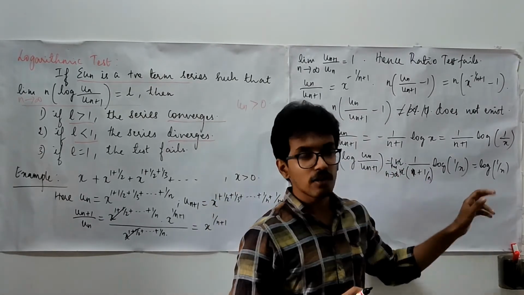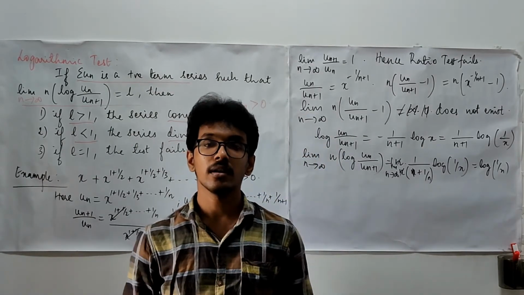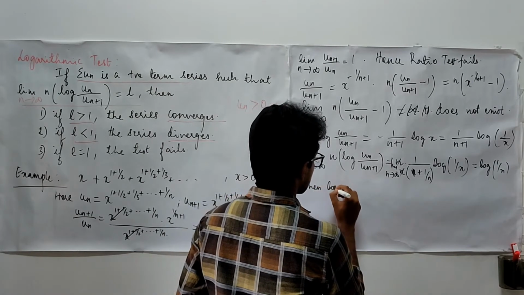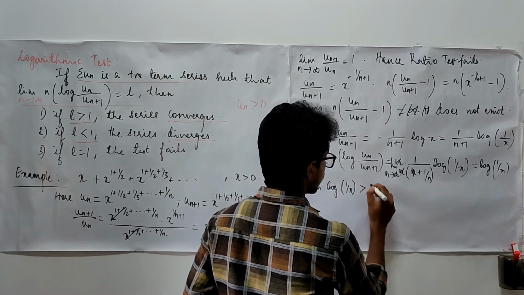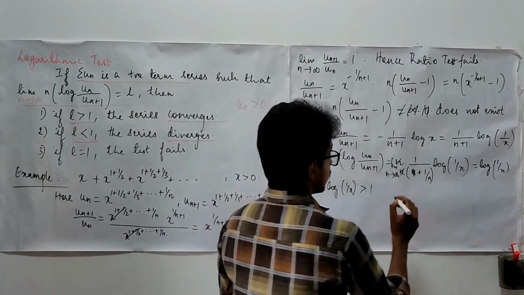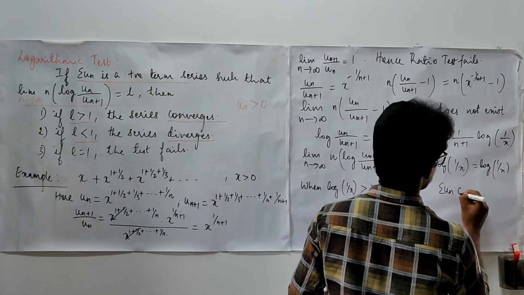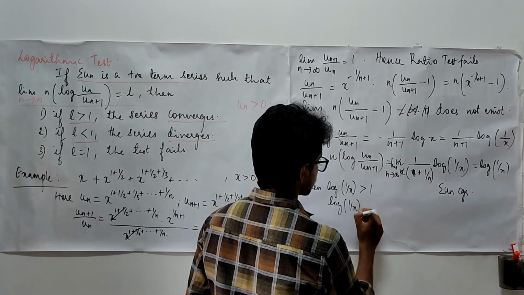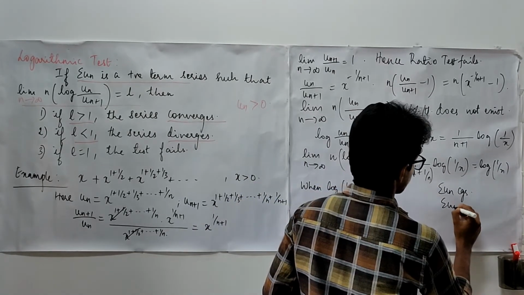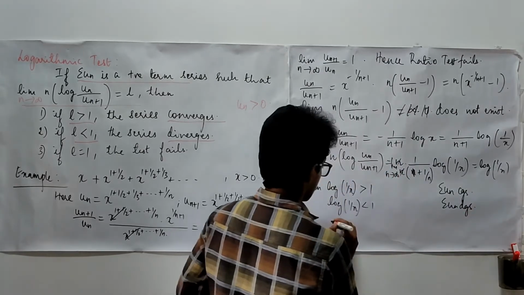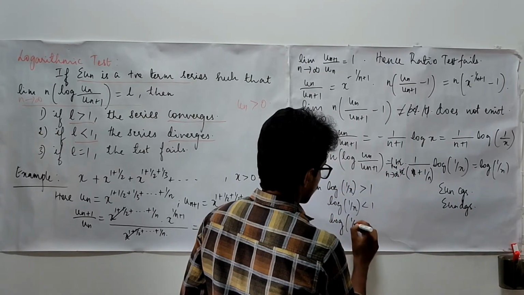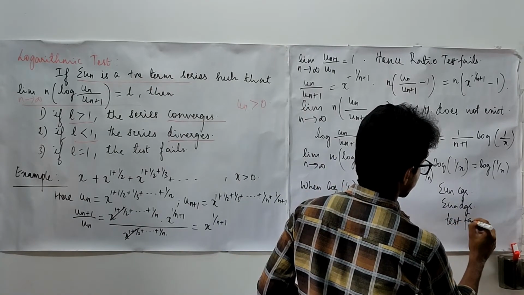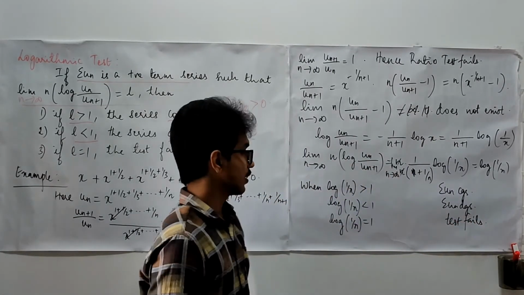Now, from the value of log 1 upon x, we are going to decide the things. That is, when log 1 upon x is bigger than 1, the series converges. Summation un converges. Right? When log 1 upon x is smaller than 1, summation un diverges. Log 1 upon x equals 1 means test fails. These are the three categories, right?